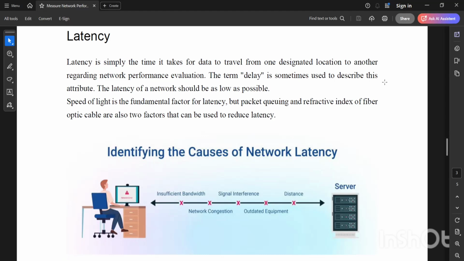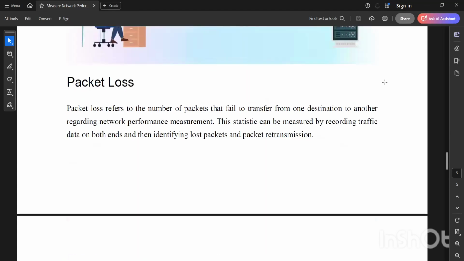Speed of light is the fundamental factor for latency, but packet queuing and refractive index of fiber optic cable are also two factors that can be used to reduce latency. Some of the causes for latency can be insufficient bandwidth, signal interference, distance between sender and receiver, network congestion, and outdated equipment.